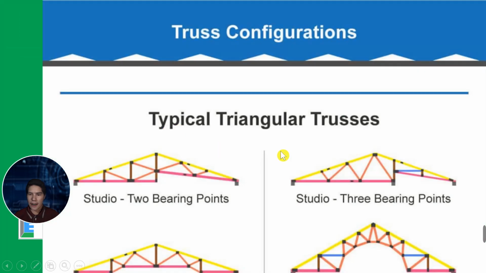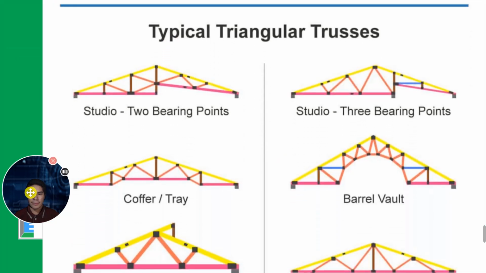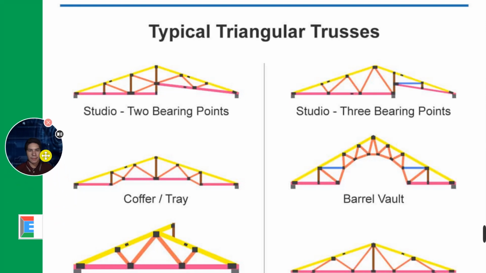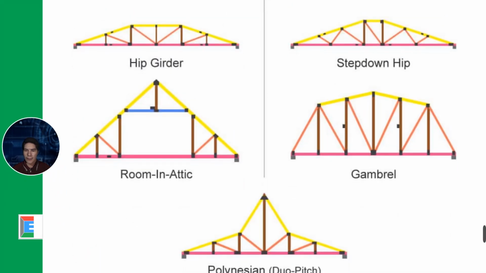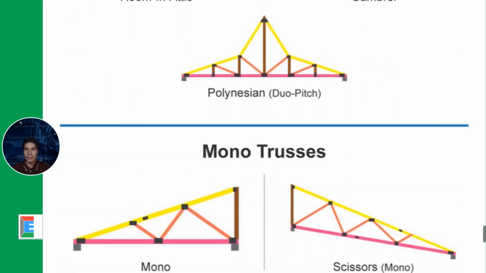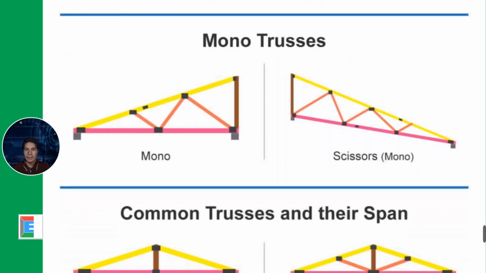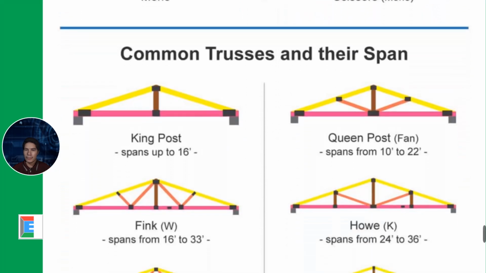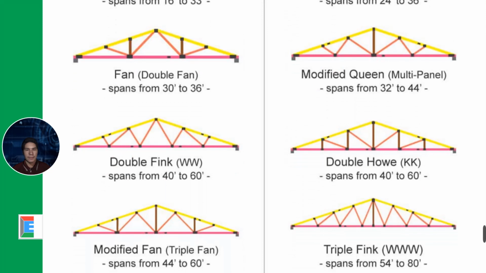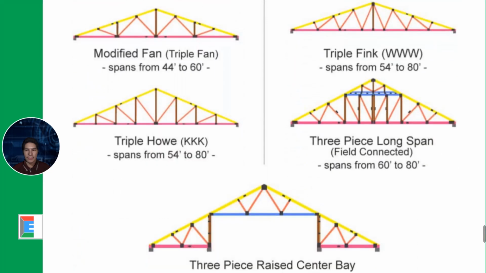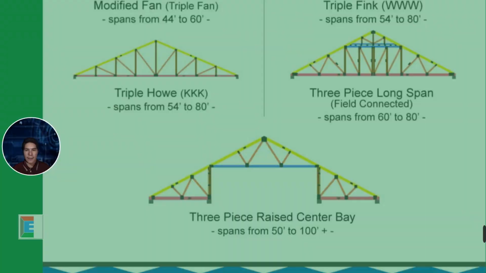Other truss configurations are as follows. So we have the clerestory, scissors, gambrel, mono trusses. We have scissors and mono. Common trusses under spans. We have king post, fan, long span, and so on.